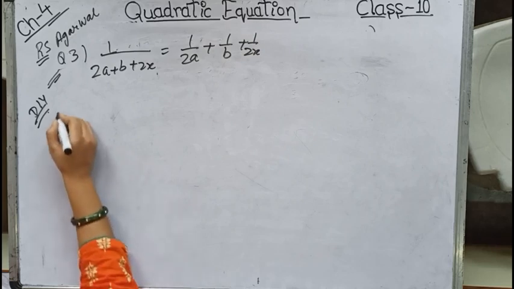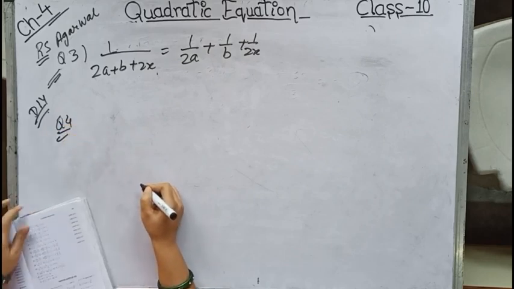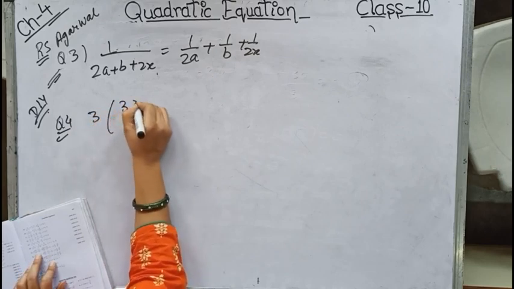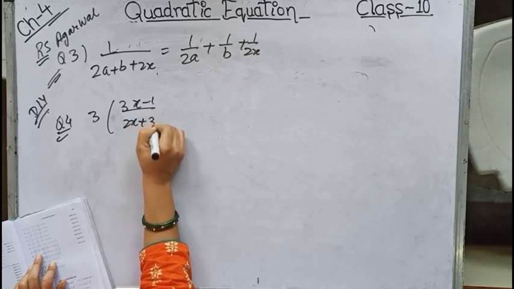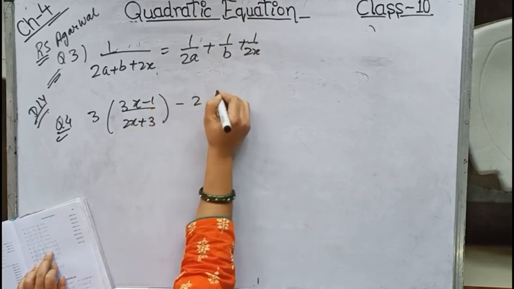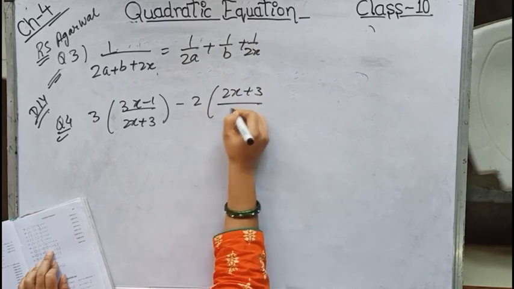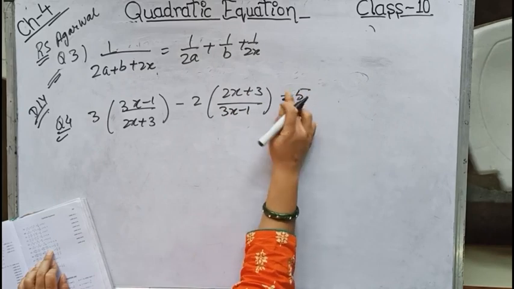Okay, this type of sum, question 4. And this sum I am taking as question number 65. This question is: thrice of (3x minus 1) by (2x plus 3), minus twice of (2x plus 3) by (3x minus 1), equals 5.